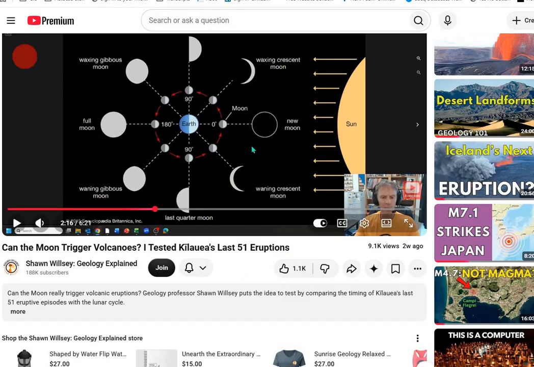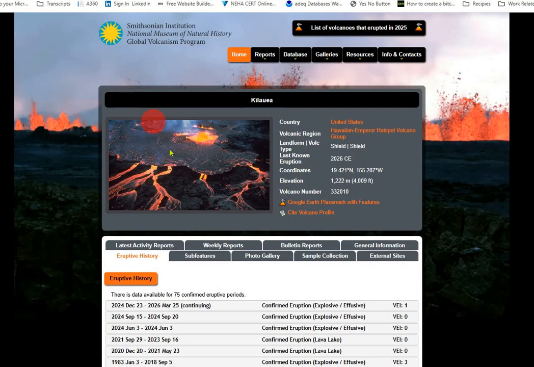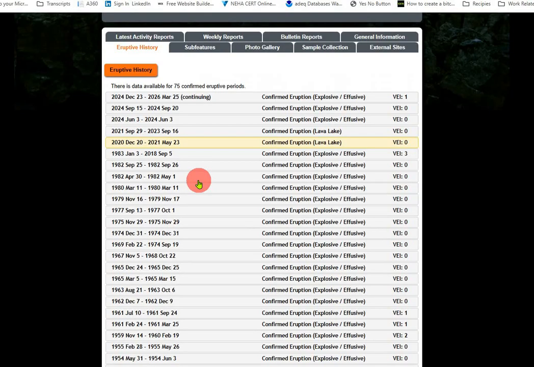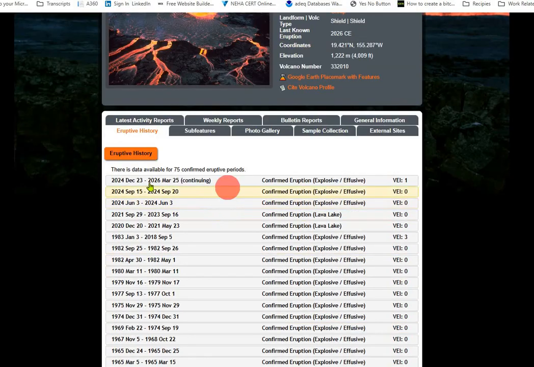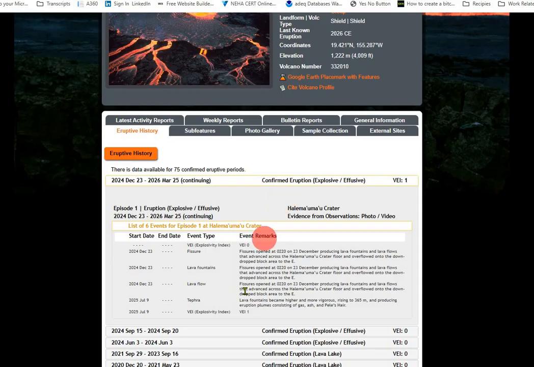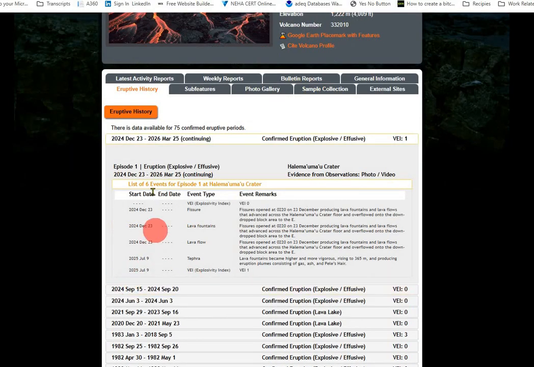So he inspired me to look at something a little bit different. I went to the Smithsonian Global Volcanism Program, looked up Kilauea and its eruptive histories, and went back. Pretty much what Sean is looking at is this episode here, where we're still more or less in the same episode. It says continuing. So he's looked at eruptions in this one section.